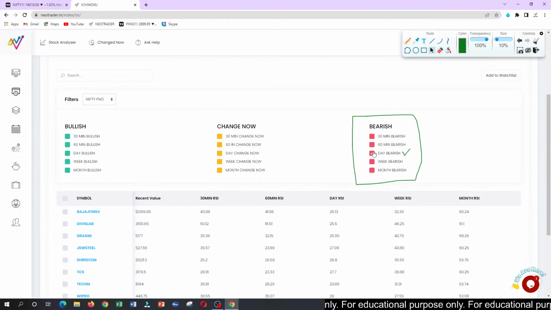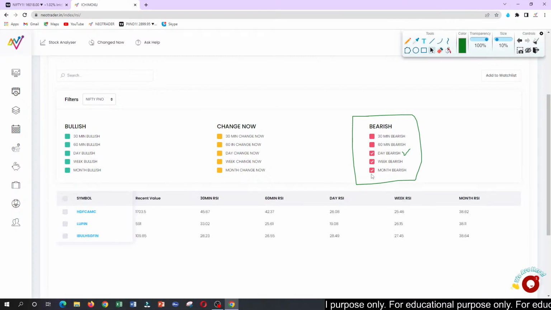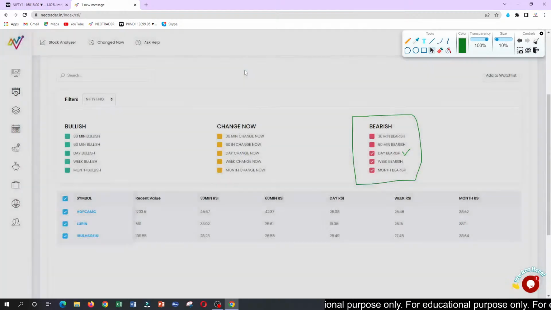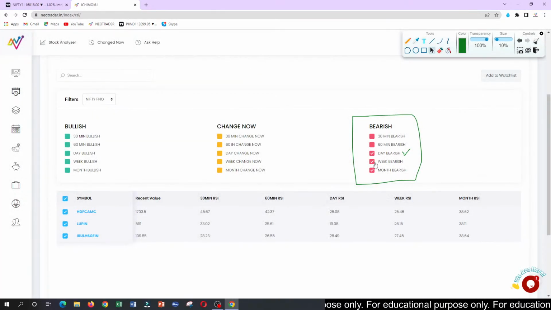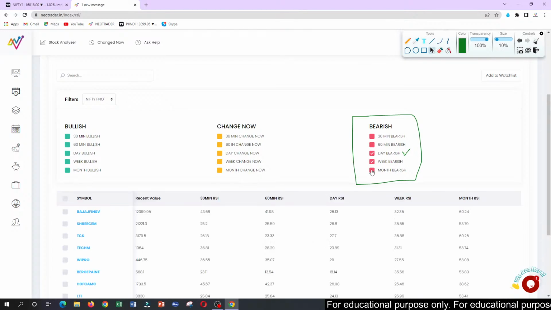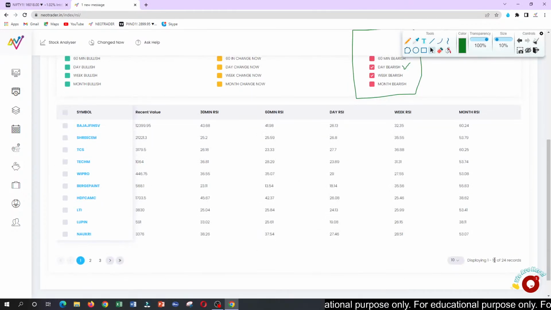So I'll see what is bearish on day also, and what is bearish on week also, and what is bearish on month also. Okay, so HDFC AMC, Lupin and India Bulls Housing Finance are bearish, I'm sorry, bearish in all of these time frames. So I'm going to add these stocks to my bearish list. So let me take month out and see if I find any more stocks. Okay, I find 10 more stocks. All right, so I'll just select all of these. All of these stocks are bearish in day and week both.